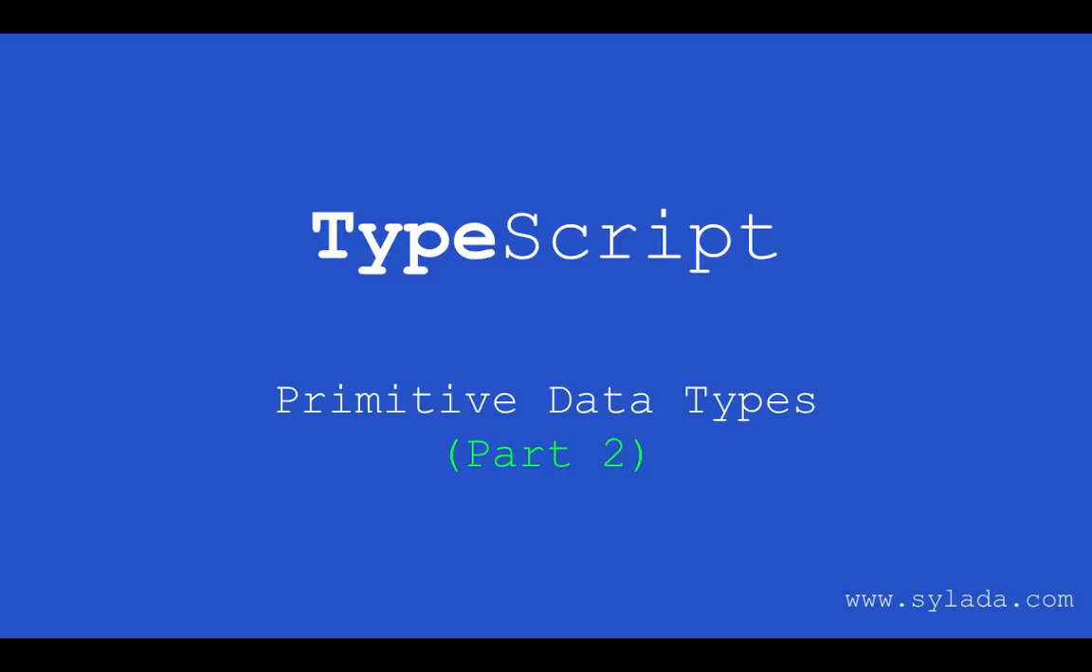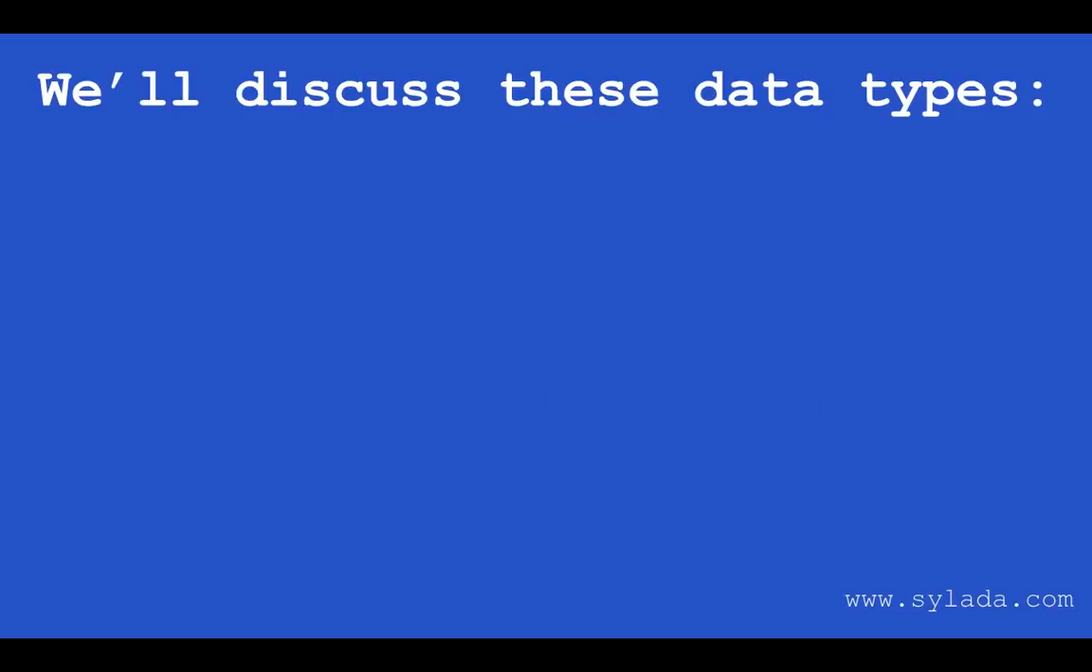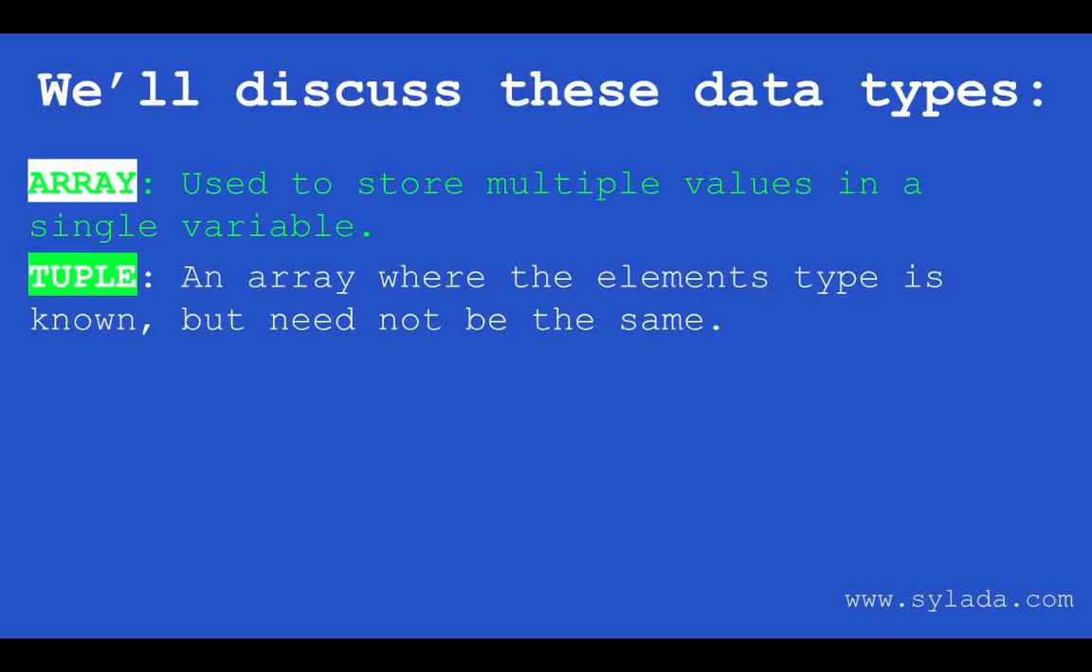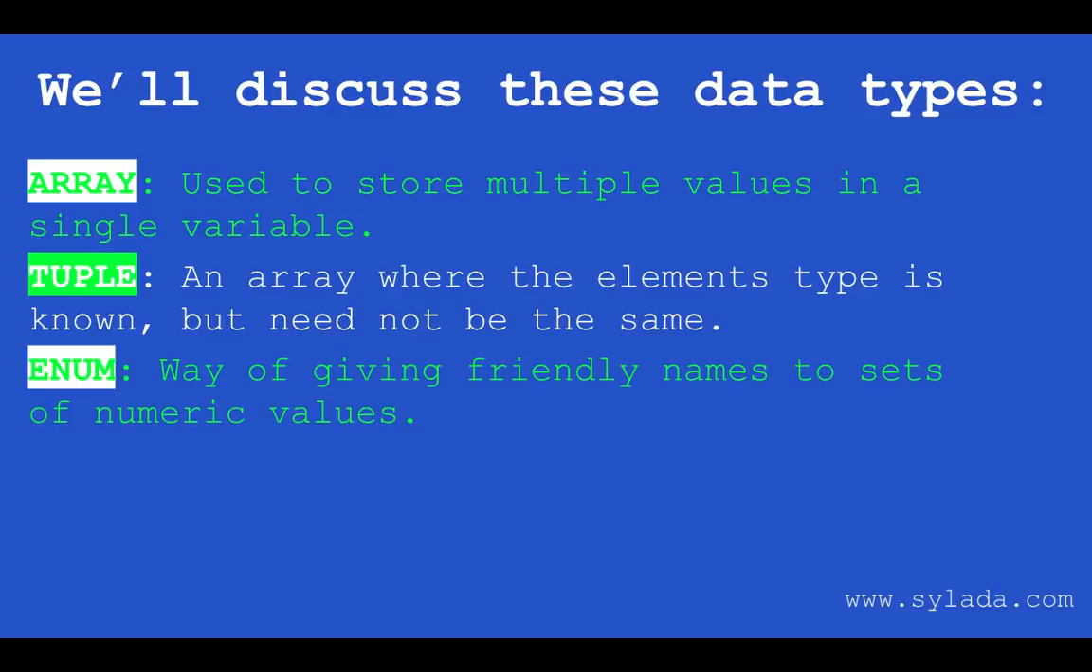Alright, so welcome to the primitive data types part 2 of the TypeScript tutorial. So today we'll discuss the following data types. First we'll talk about arrays, which are used to store multiple values in one single variable. Then we'll talk about tuples, which is an array where the element's type is known but not necessarily the same. After that we'll talk about enums, which is a way of giving friendly names to sets of numeric values.